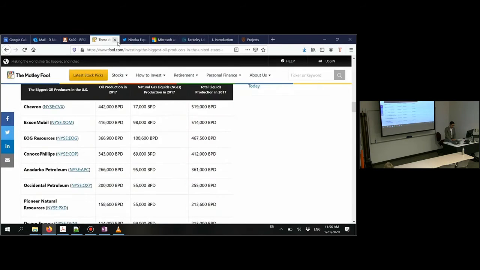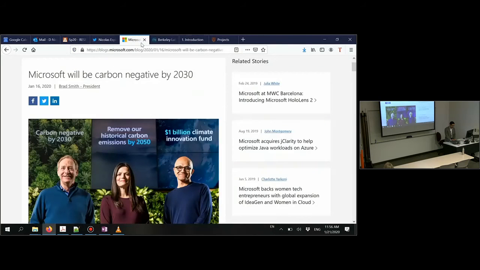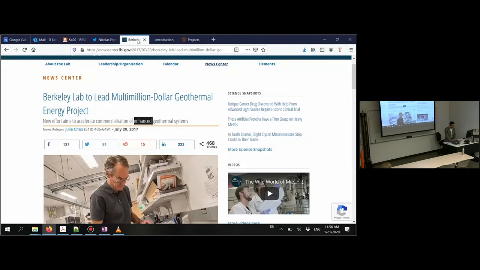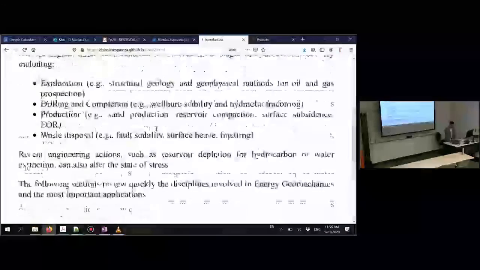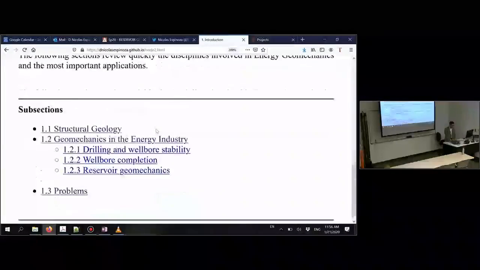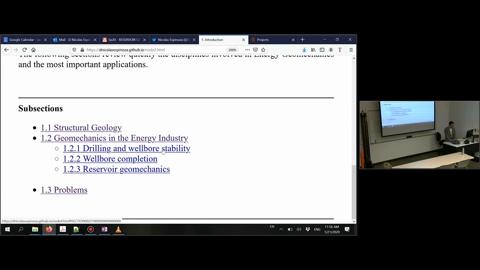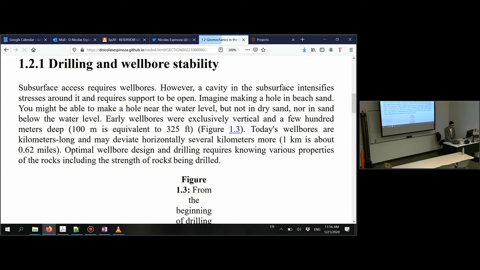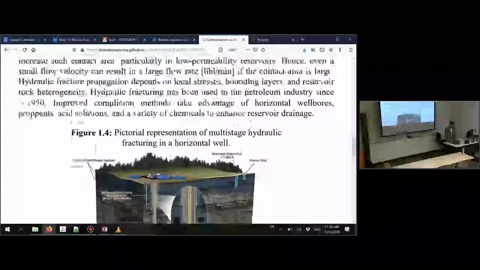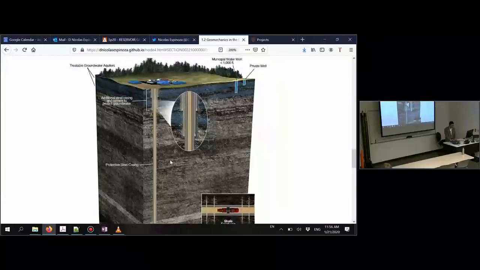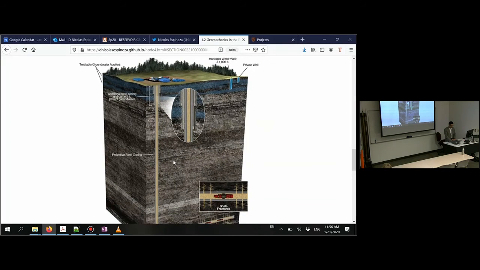Let me see if I forget anything from here. I think we covered this. We covered that. Covered this as well. And most of what I said is already here, so you can read a little bit more about this. Here, let me zoom out.